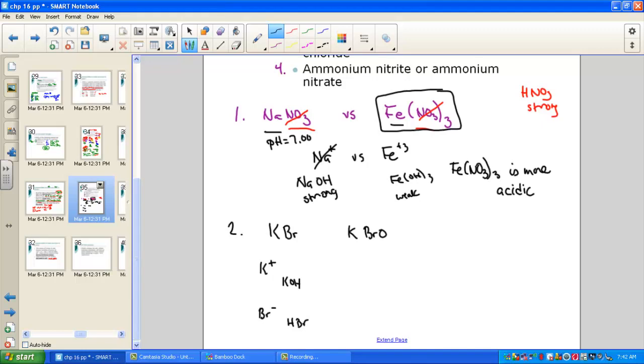Now notice that in the previous example I could eliminate because they had the same last name. In this case they do not. They just have the same first name. So therefore we can eliminate that. Here's potassium, parent base KOH, but we have different last names now. BrO negative is different here.